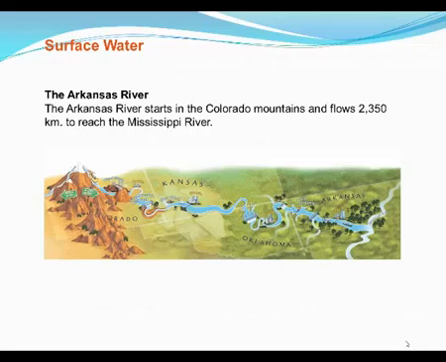And so this example right here shows the Arkansas River flowing all the way through Colorado into Kansas, Oklahoma, Arkansas, and then eventually it makes contact with the Mississippi River, where the water continues to drain out to the Gulf of Mexico.